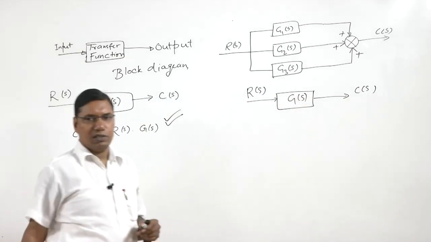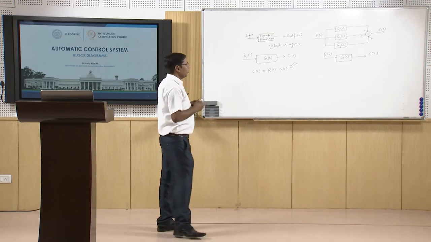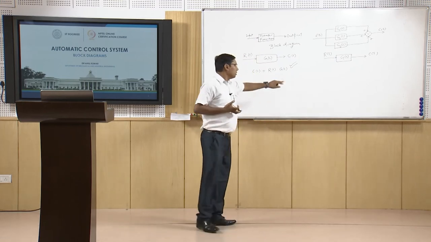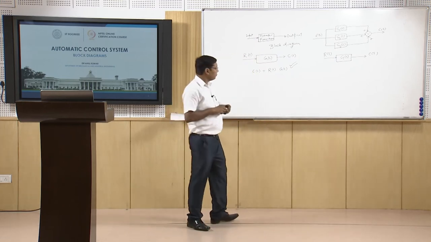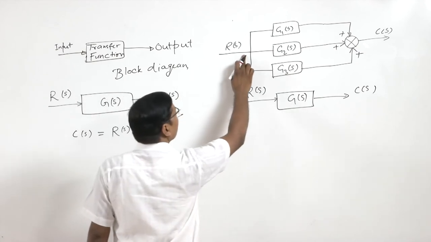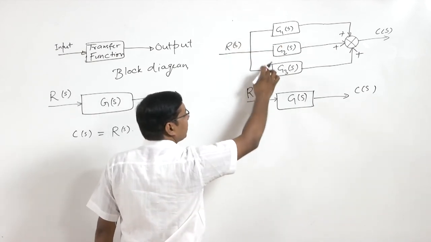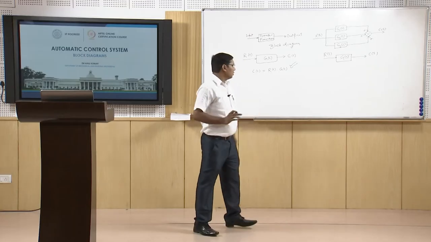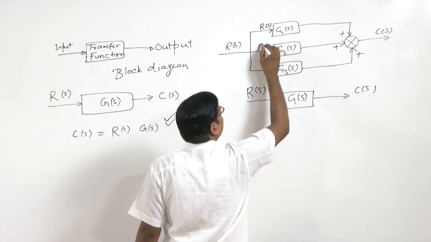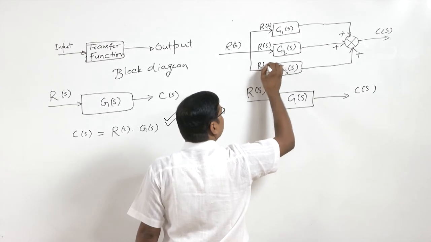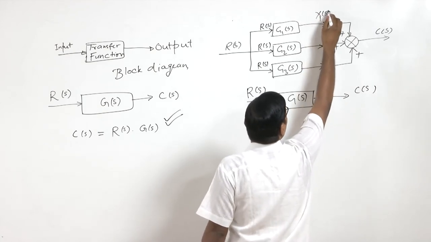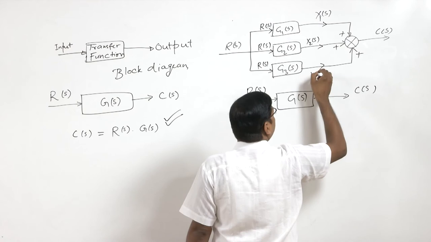So what will be GS as a function of G1S, G2S, and G3S? Now again, we will apply the simple principle that we applied in the case of the cascade form. You know that this is a pickoff point, and here the input is RS, so each of these branches will have the same input RS. Here is RS input, here is RS input, here is RS input. And so there will be some outputs. Let's say X1S, X2S, X3S.